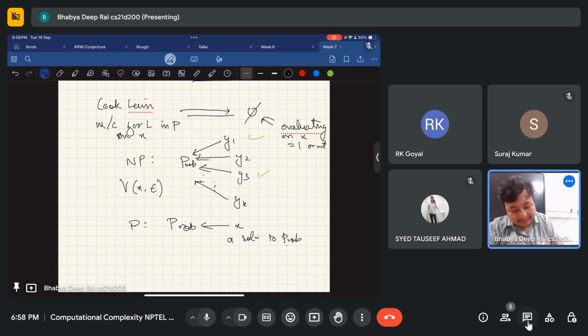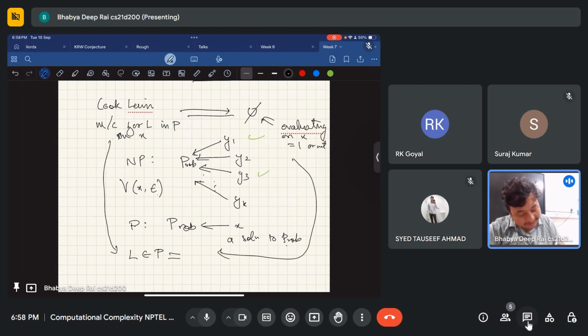because like the L in NP, this is a language in P. Now, what is this language? This is the circuit value problem. And by the same argument, by the same Cook-Levin reduction, you can see the circuit value problem is P-complete.